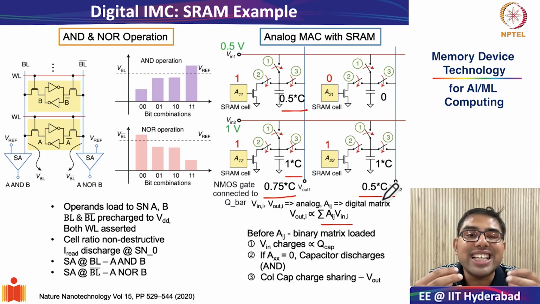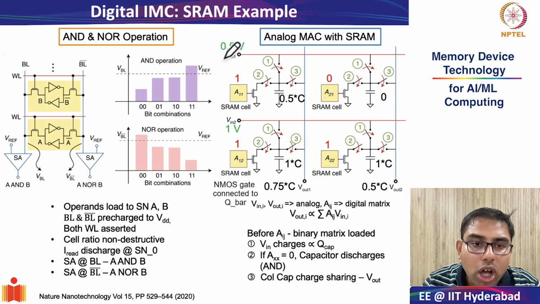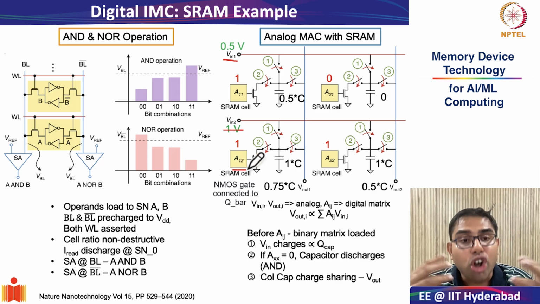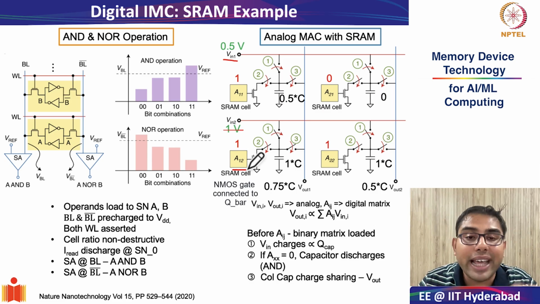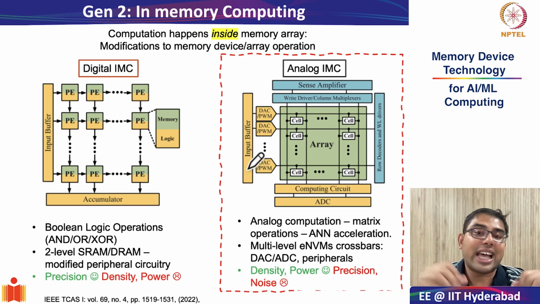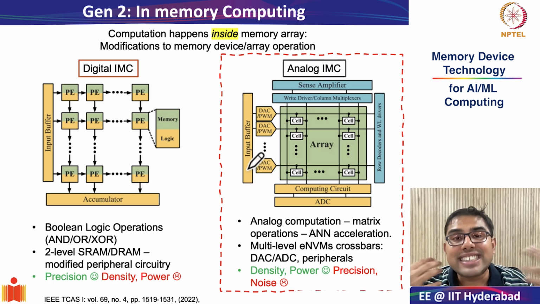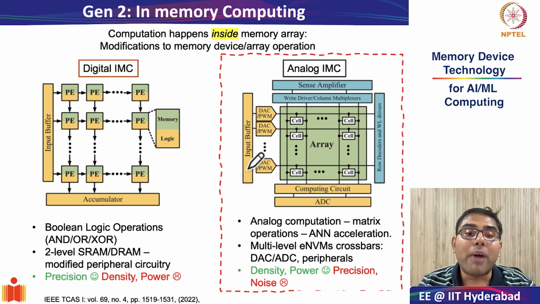So by using this very simple circuitry, you are able to multiply an analog vector input with a digital matrix. And this brings us to the next question. Normally in vector matrix multiplications, you need to multiply two analog numbers. How do you do that? And this is where analog in-memory computing will come into the picture, where we will see how we can transform multi-level electronic non-volatile memory-based crossbar arrays to have analog vector matrix multiplication.